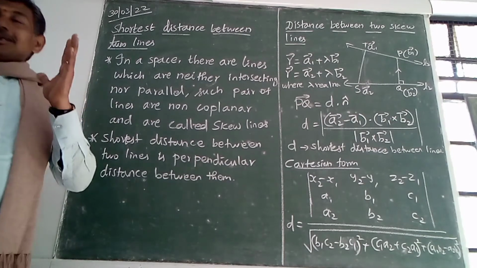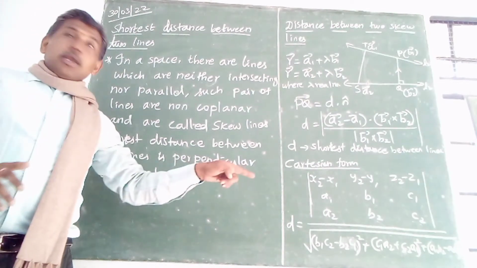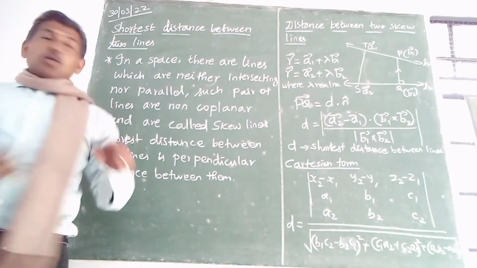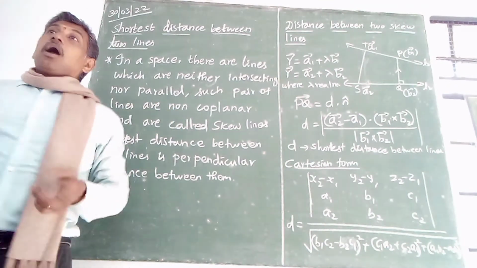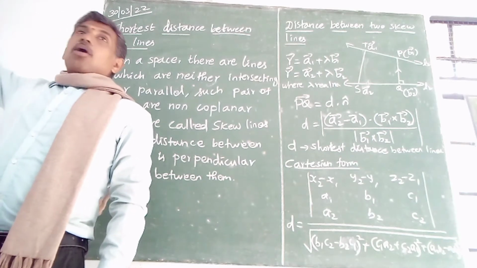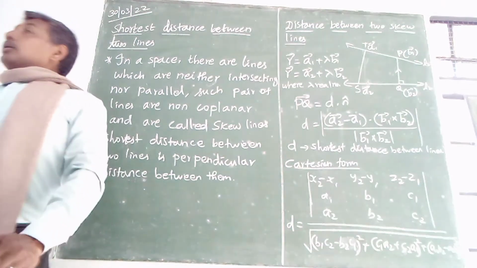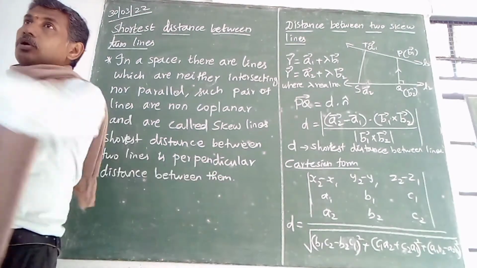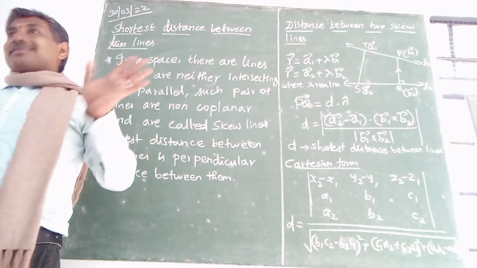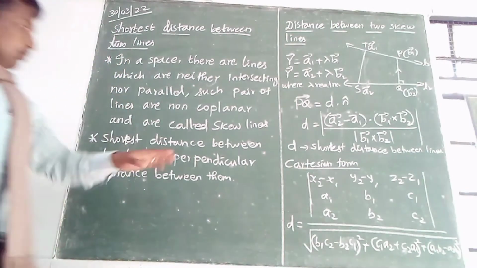When you see any room, say one of you draws a line diagonally, from this corner to that corner, on the floor. Another one draws in the opposite direction, but on the ceiling. So one line is going through the ceiling, one is going through the floor, and they seem to be intersecting, but never intersect each other. They are not parallel also. Such kinds of lines are called skew lines.